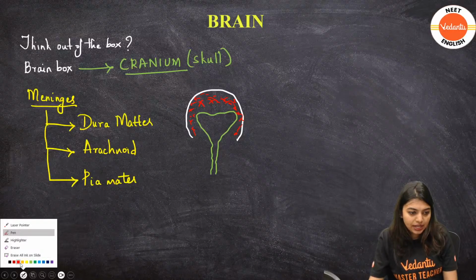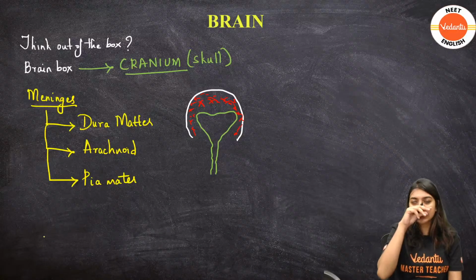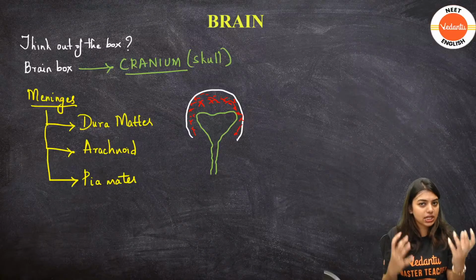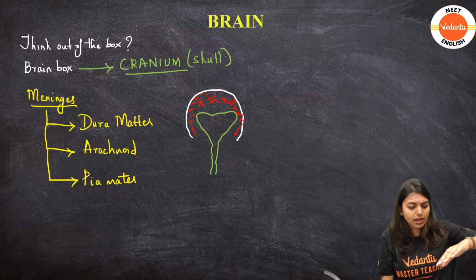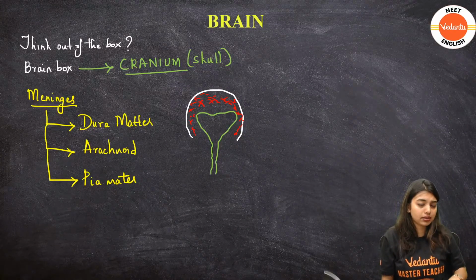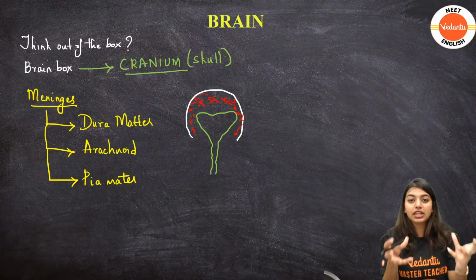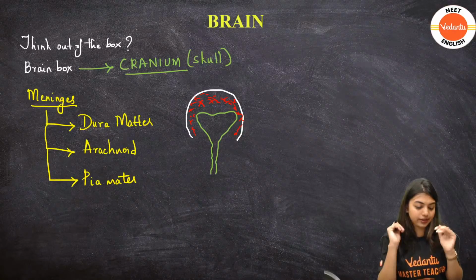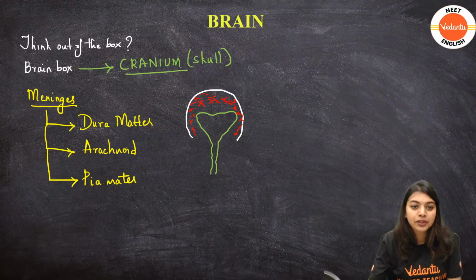Okay, now let's learn more about this. So students, I told you the cranium is there, the skull is there. Inside that you have your dura mater, then the arachnoid, then the pia mater. It is clear that the brain is protected by these many layers. Now students, understand your cranium.